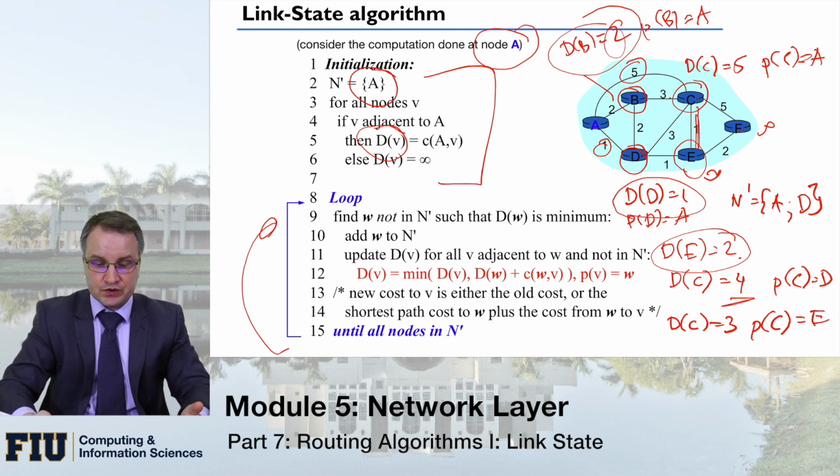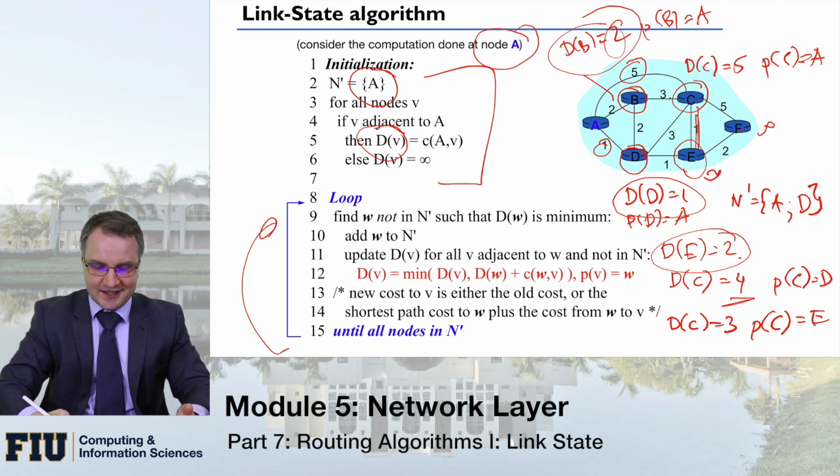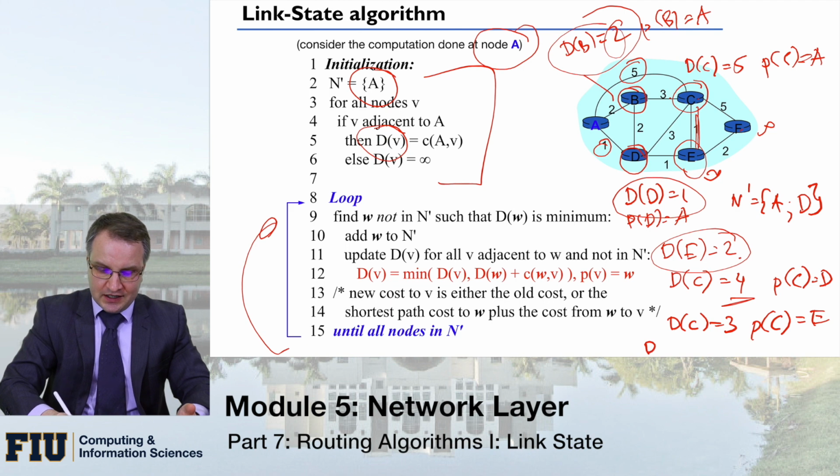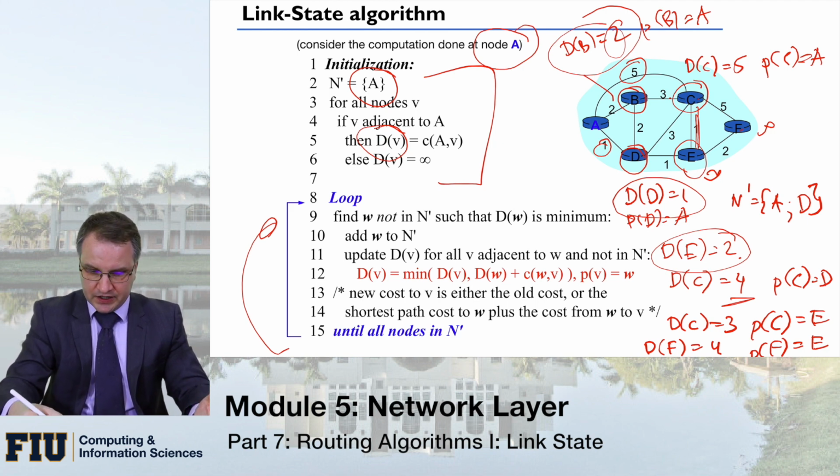And when we consider node F, there's infinity, which is more than anything else. So in this case, D of F will be equal to 2 plus 2, which is 4. And P of F will be basically the same, E. And I think we have calculated all of them, like considered all the nodes.